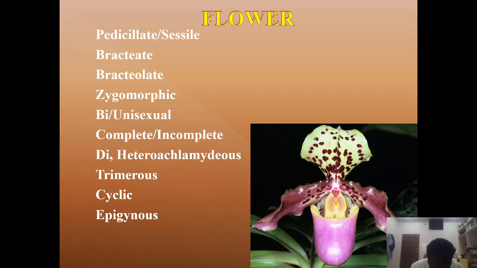Coming to the flower characters: pedicellate or sessile, bracteate, bracteolate, zygomorphic, bisexual or unisexual, complete or incomplete, dichlamydeous and heterochlamydeous, trimerous, cyclic and epigynous.